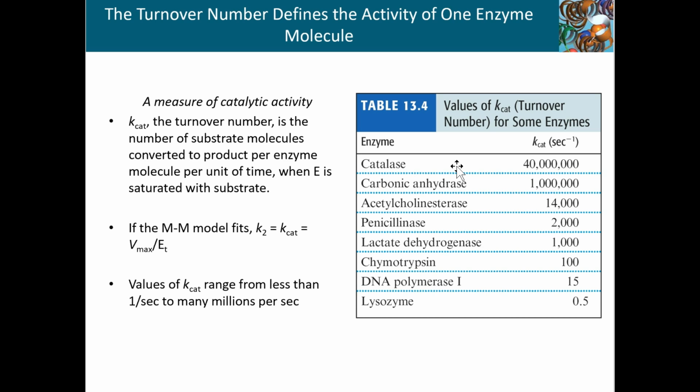But some are not so fast. As you look down the list here, DNA polymerase can do 15. Chymotrypsin can do 100. Lactate dehydrogenase can do 1,000. That's still a lot. It's not 40 million. It's a lot.